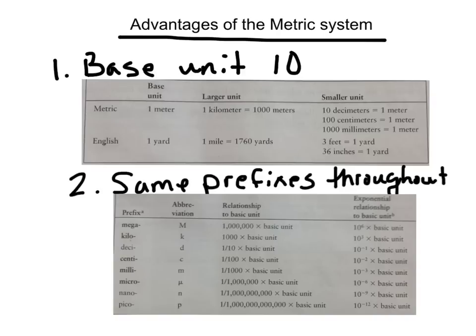Another advantage of the metric system is that it has the same prefixes throughout. Doesn't matter if I'm measuring volume, if I'm measuring length, if I'm measuring mass, the prefixes are the same, so I can memorize the prefix and I know how many times the base unit it is. So for instance, mega, capital M, is 1,000,000 times the base unit, or 10 to the 6 times the base unit. Kilo is always 1,000 times the base unit, with a small k. Deci is D, it's 1/10. Centi is 1/100th. Milli is 1/1,000th, and so on.